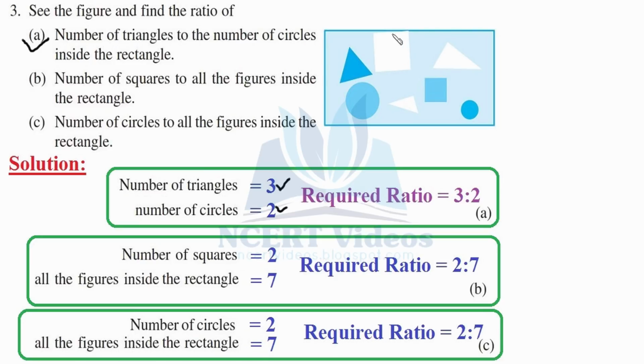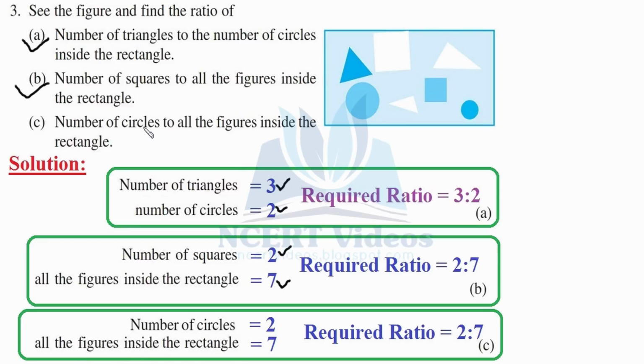Well, we can see here we have 2 squares. Therefore, we write number of squares equals 2. And total figures inside the rectangle are 1, 2, 3, 4, 5, 6, 7. All the figures inside the rectangle are 7. Therefore, the required ratio is squares to total figures, that is 2:7.